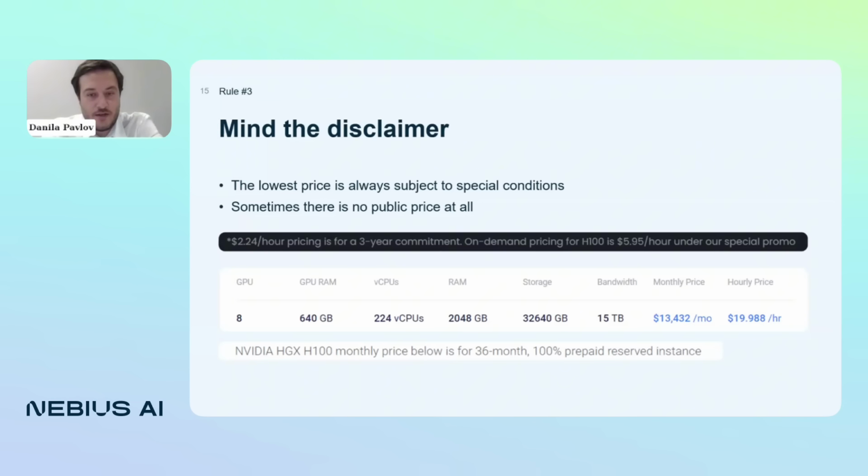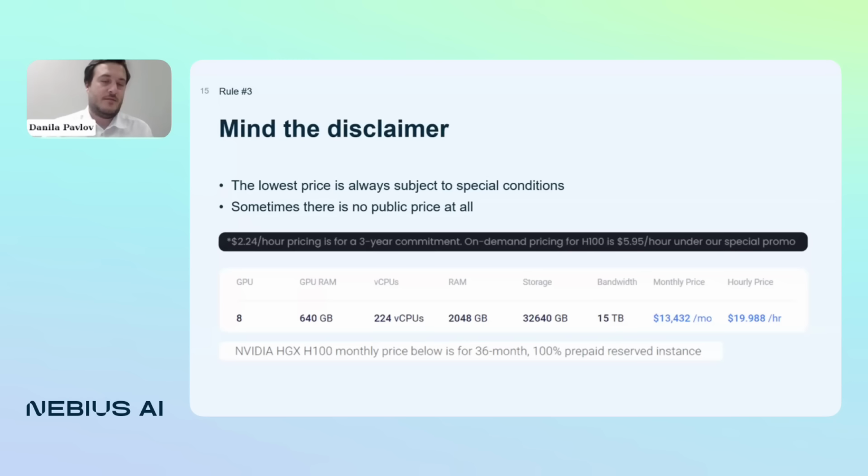But I've got also an example with, in my humble opinion, much more severe conditions: 3 years and 100% prepaid reserve. So just to be clear, in order to get the price on the website, in this particular case, you have to pay the provider 3 years upfront. So you are losing at least the interest rate on your bank account for 3 years in a row, while paying the provider quite a significant sum of money if we're speaking about H100, for example. So be careful again, and always mind the disclaimer on the websites.